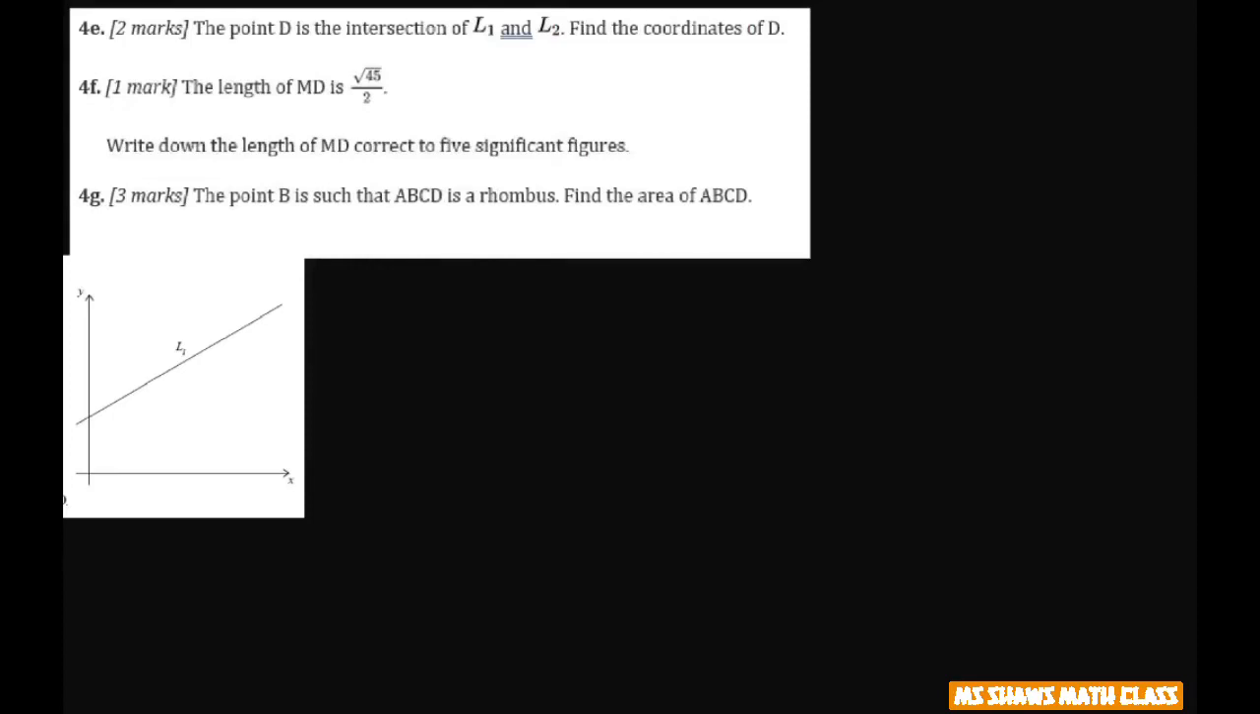It said point D is the intersection of line 1 and line 2. Find the coordinates of D. So basically we had A, C, M, and then there's your perpendicular line. So this is line 2 going through this line here. And we're supposed to find the intersection. Well, basically, all you have to do is write down the two lines.